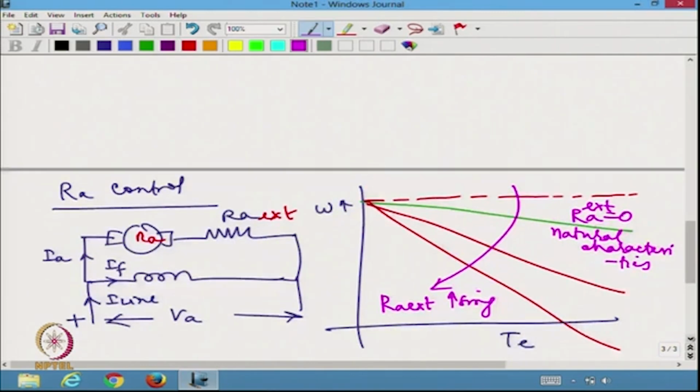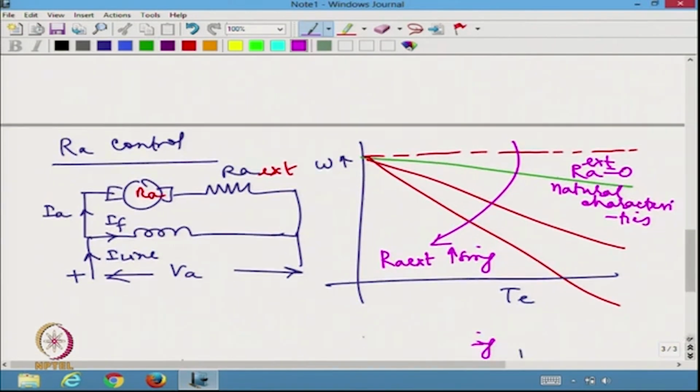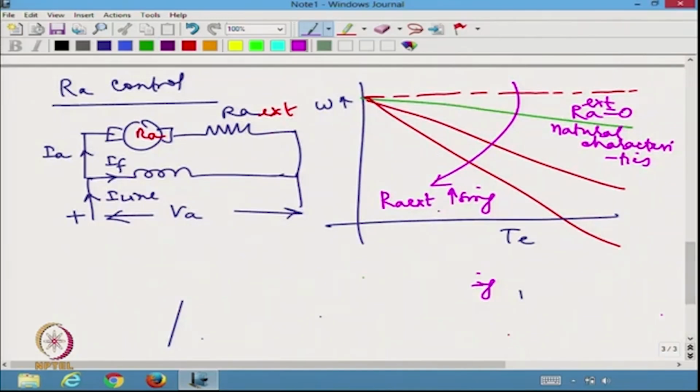This is the natural characteristics of the machine. But if I try to include more and more RA, I am going to have more and more drop in the armature circuit resistance here, because of which the speed is falling more and more. So, dynamically, if I try to analyze this, let us say I am demanding a particular value of torque.